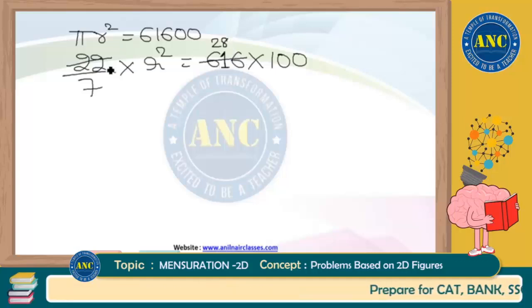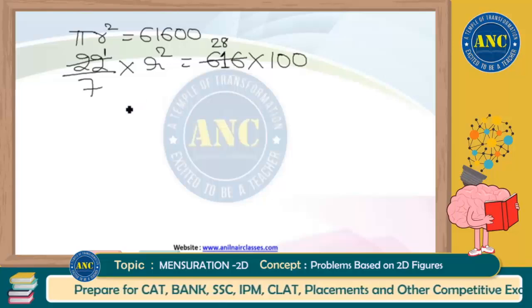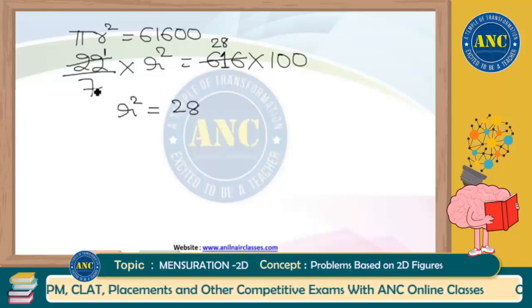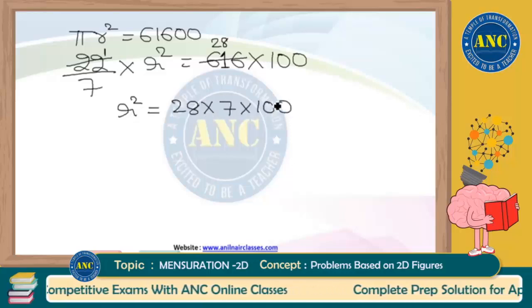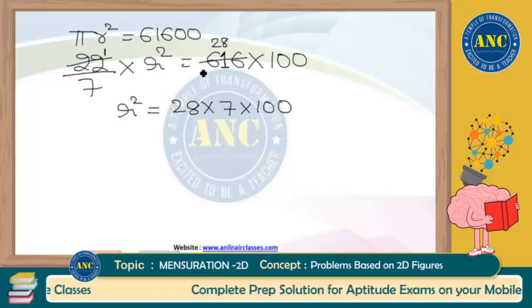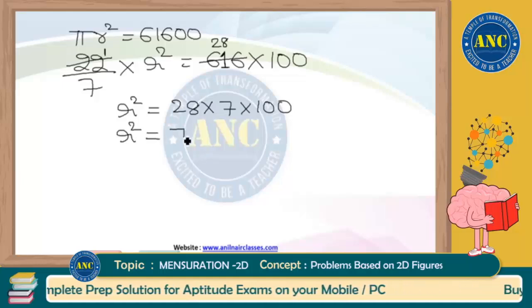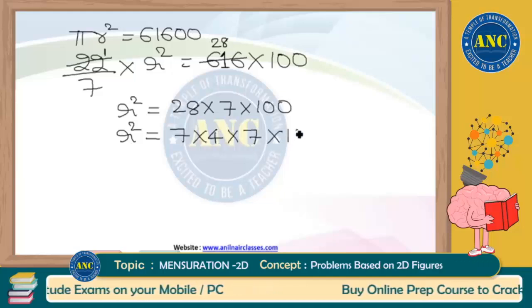Or in other language, 22 into 1 is 22. 22 into 28 is 616. That means r square value is 28 into 7 into multiplied by 100. I hope I am making sense for you people. 28 into 7 into 100. Now this 28 can be further written as 7 into 4 into 7 multiplied by 100.